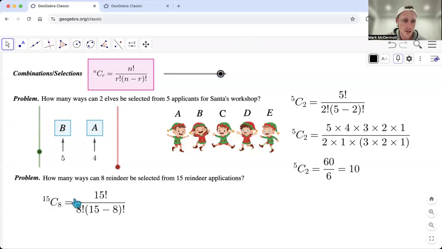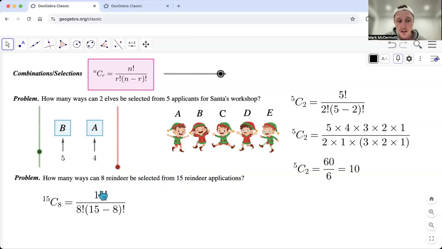It's hard to explain. Okay, anyway, once you've got a feel for that formula, we can look at another problem and you just have to sort of trust the formula. So how many ways can 8 reindeer be selected from 15 reindeer applications? So I had to Google this. I thought Santa had 13 reindeer, but apparently he has 9 reindeer. I feel like Rudolph automatically gets a call up, so we're not worried about him. So he needs to select the other 8 reindeer from 15 reindeer applications.